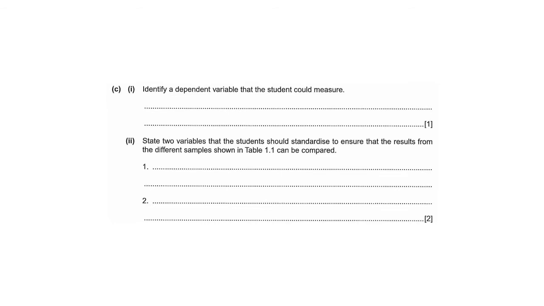Then it says, state 2 variables that the students should standardize to ensure the results from the different samples shown in table 1.1 can be compared. So I think there's the different samples there where it shows us where we have the restriction enzyme 1 in 1 test tube and restriction enzyme 2 in 1 test tube. Well, something that you can standardize to ensure that the results can be compared with ease is, for example, the temperature. So you can standardize the temperature.